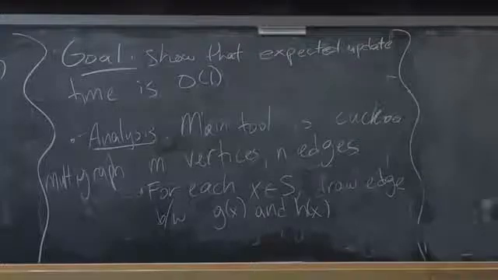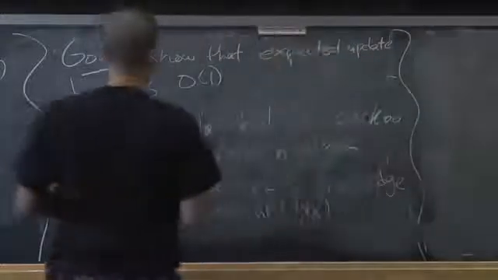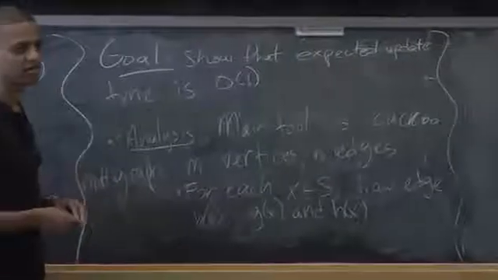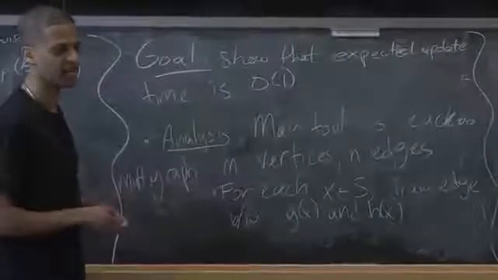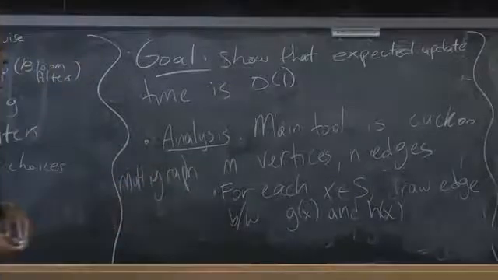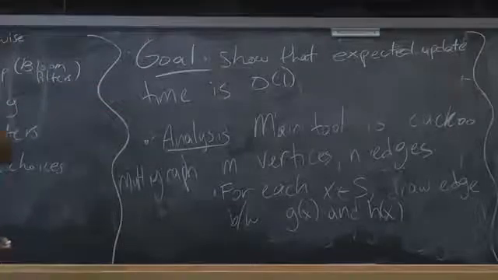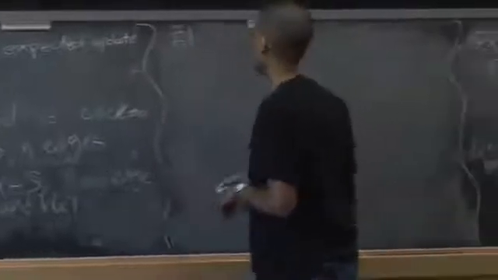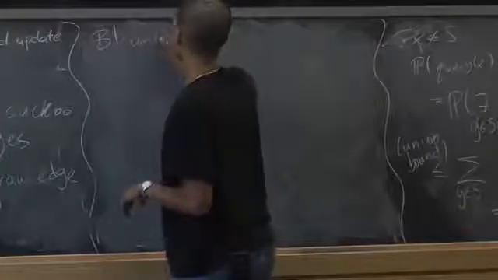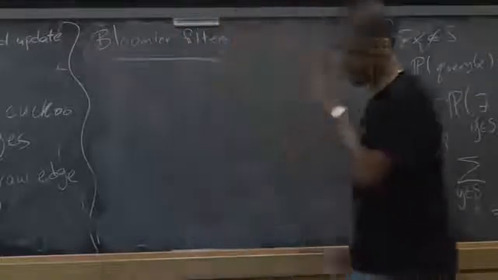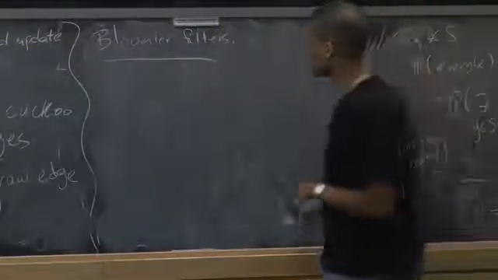Okay, so the way that we're going to show this goal is to reason about how the cuckoo graph behaves. It's a random graph because it depends on this hashing. But we want to say some things about this random graph. But before I get to showing this goal, I want to talk about how to get Bloomier filters. You can use cuckoo hashing to construct Bloomier filters.